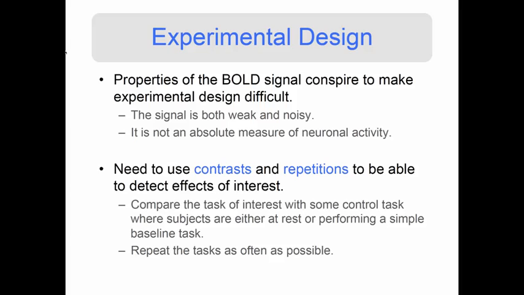So in order to make conclusions, we really need to use contrasts and repetitions to be able to detect effects of interest. The contrasts are needed because we need to be able to compare the task of interest with some control task where the subjects are either at rest or performing some simple baseline task. And second, because of the weakness of the signal, we have to repeat the task as often as possible so that we can get bigger signal to noise ratio.